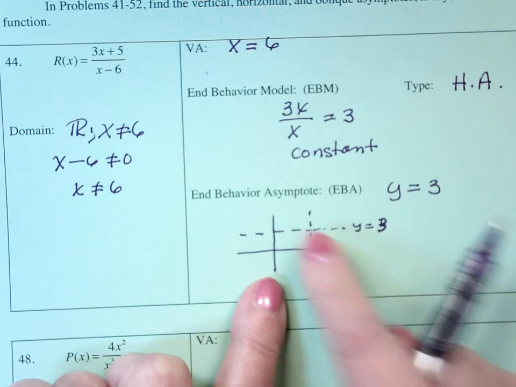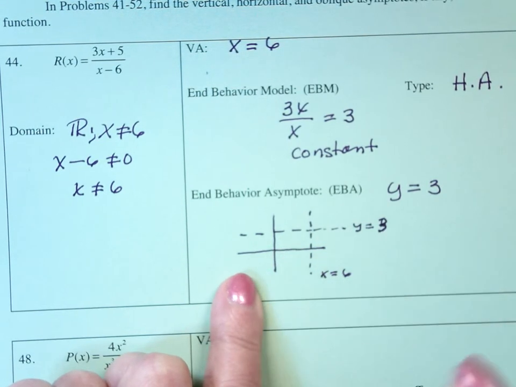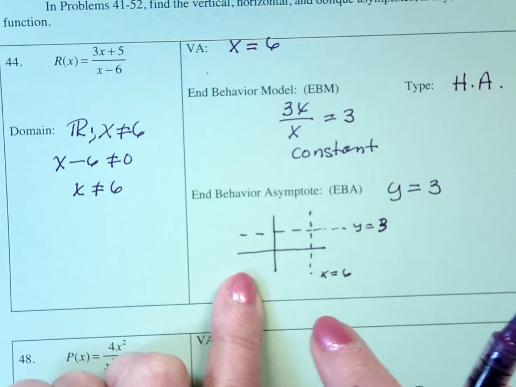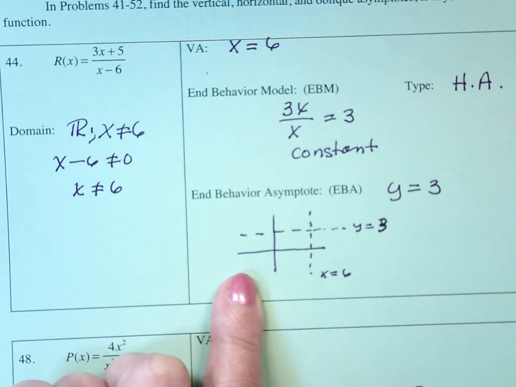Y equals 3. And then I work my graph around those dotted lines, which makes my life really easy because I don't have to graph a lot of points. These graphs on the calculator are really ugly.